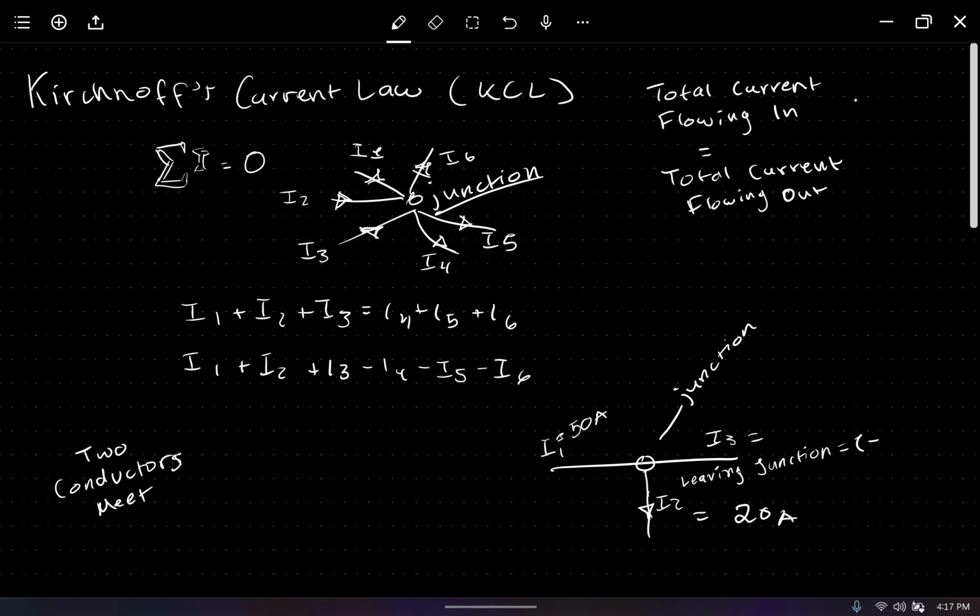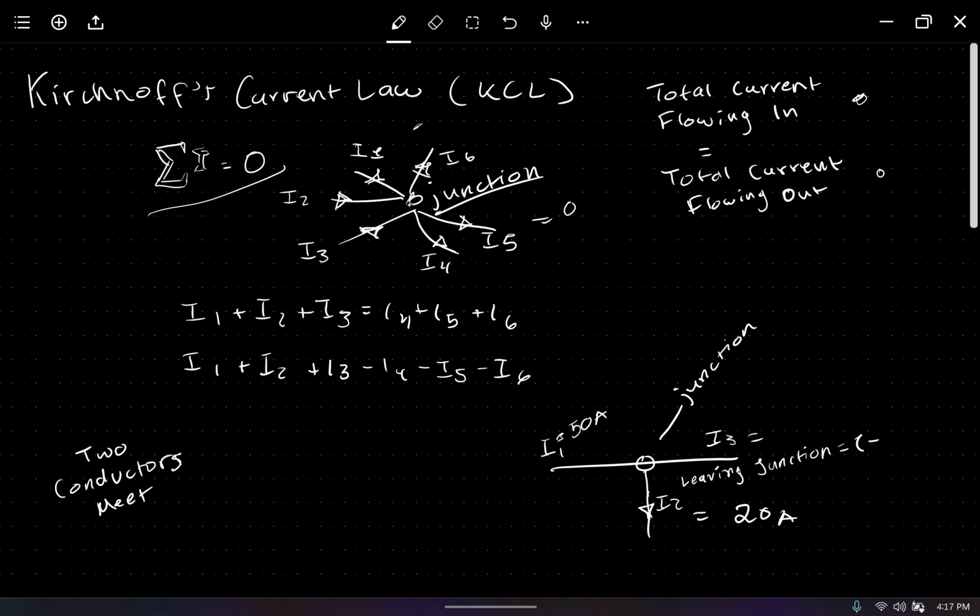flowing in, just right here, and total current flowing out. So I already wrote the formula right here. It has to equal 0. So all of these things that you see here, I tried to make it not look as complicated as possible. All of this is going to give a 0.